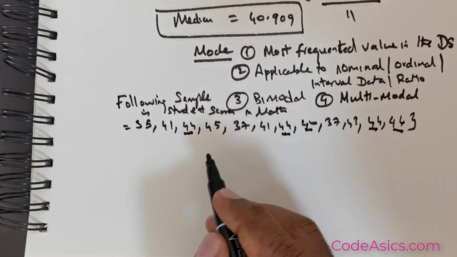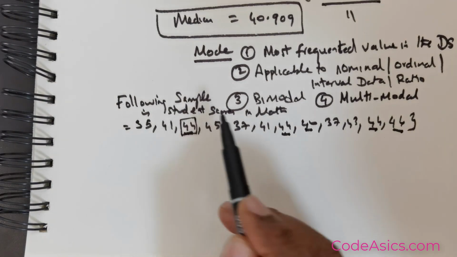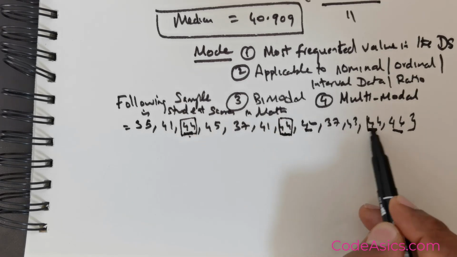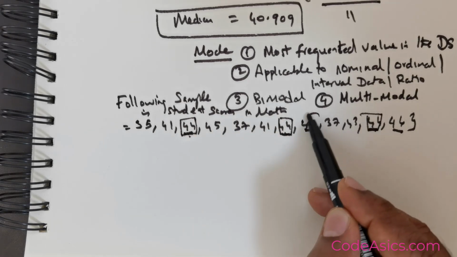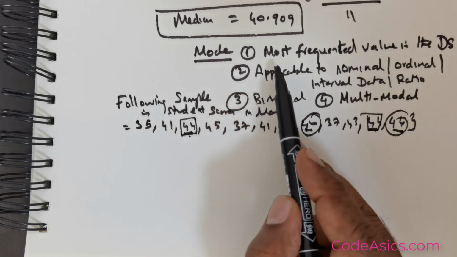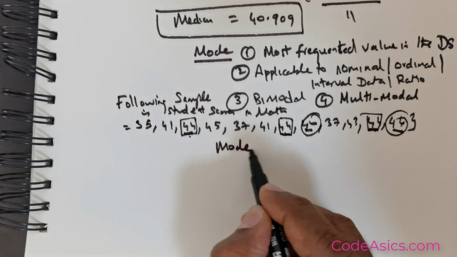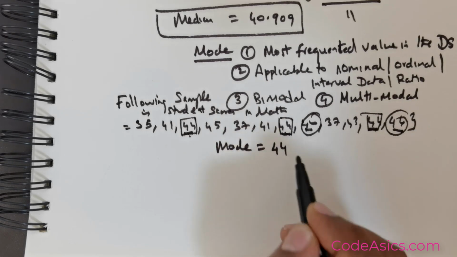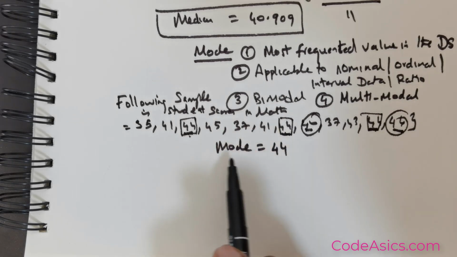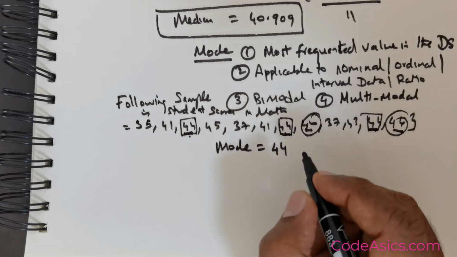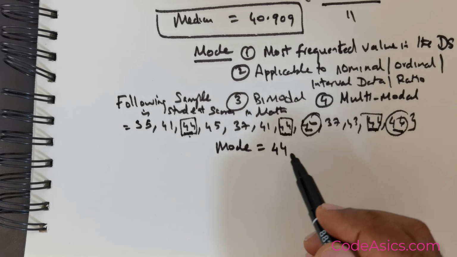Have you found out the answer? If you take account of the number of times 44 is occurring, 1, 2, 3, and the number of times 46 is occurring, 1 and 2. According to the definition, mode is the most frequented value. So the mode for this data set is 44, because it is the only value that occurs the most number of times. That's the absolute way to say it.